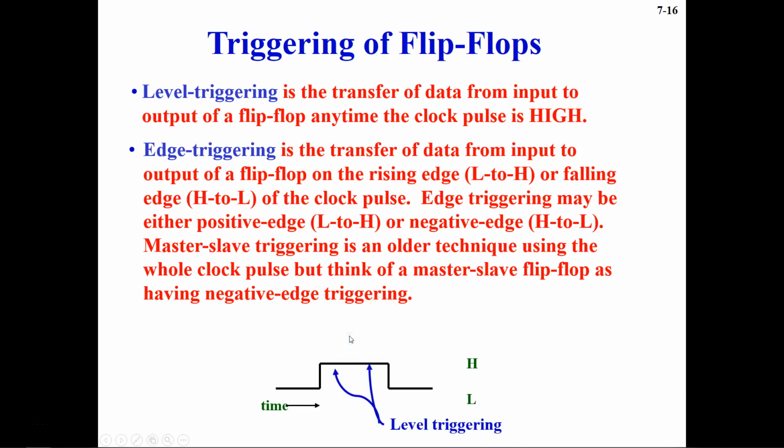So let's see how it works here. This is your level triggering, which we talked about first. This is your positive edge triggering, and this is your negative edge triggering. In positive it goes from low to high, and in negative it goes from high to low. So these are mainly the two types of triggering we use: level, and then edge triggering with two kinds, positive and negative, which are used in your flip-flop.